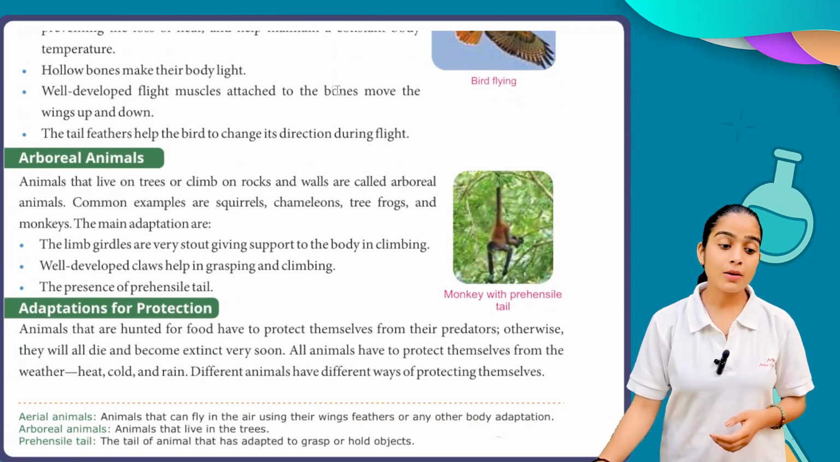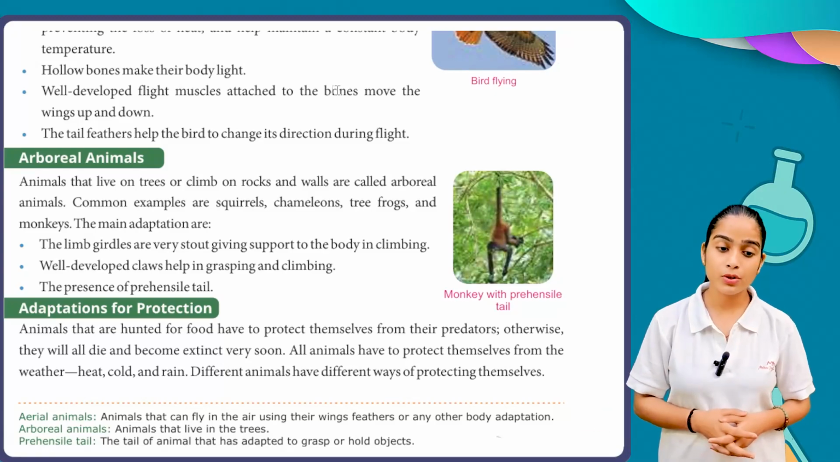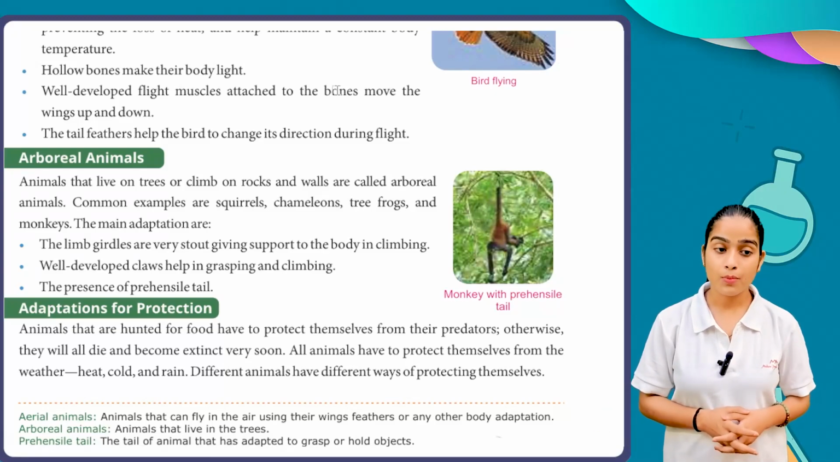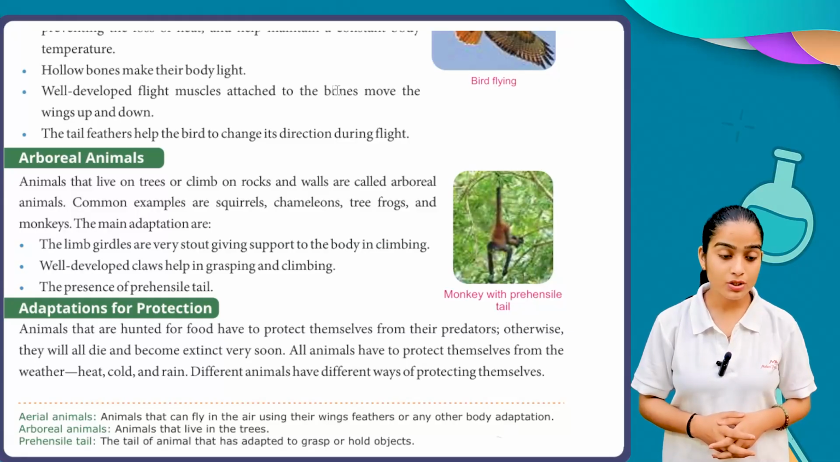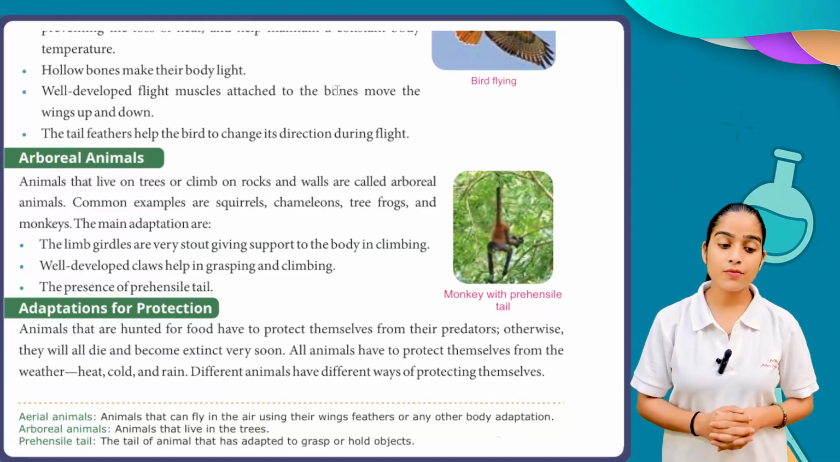Next, we have arboreal animals. Arboreal animals live on trees or climb on rocks and walls. Common examples are squirrels, chameleons, tree frogs, and monkeys. The main adaptations are that the limb girdles are very stout, giving support to the body in climbing. Very well developed claws help in grasping and climbing. The presence of a prehensile tail.